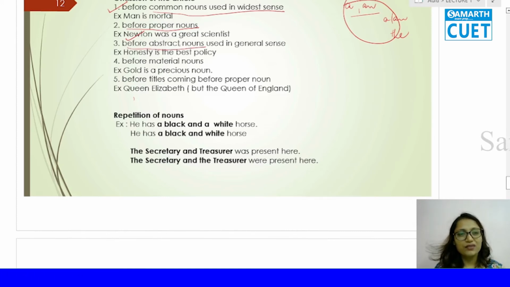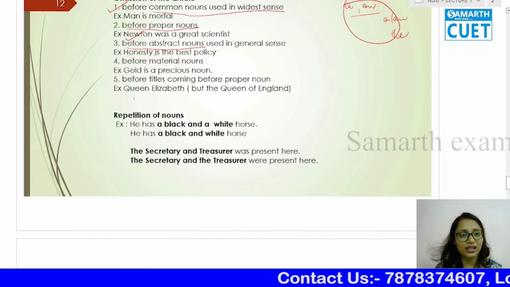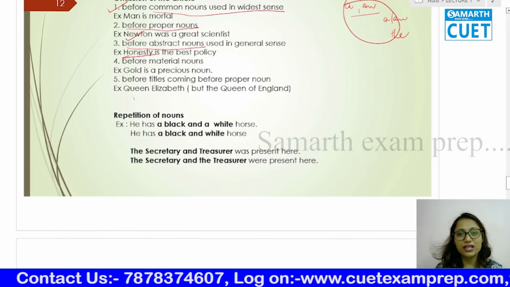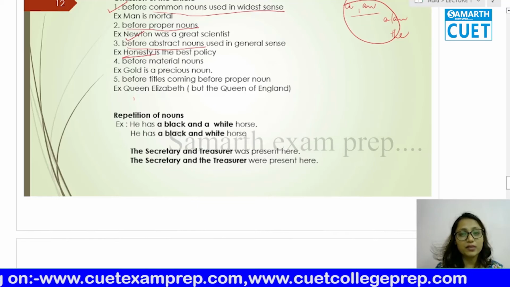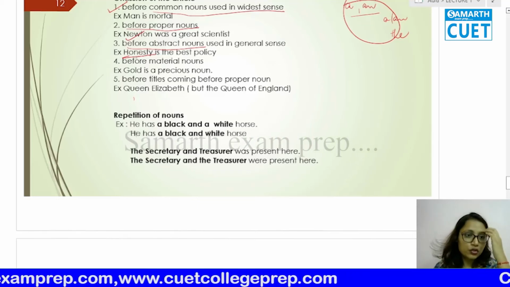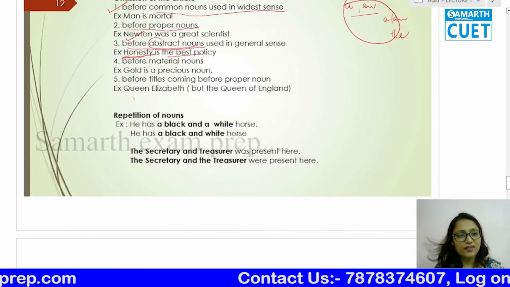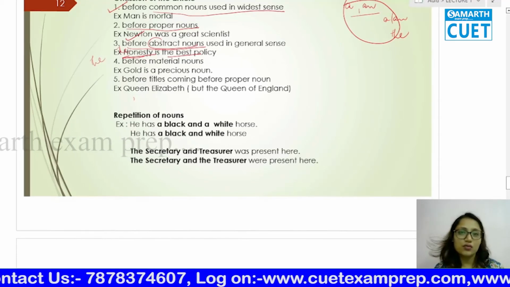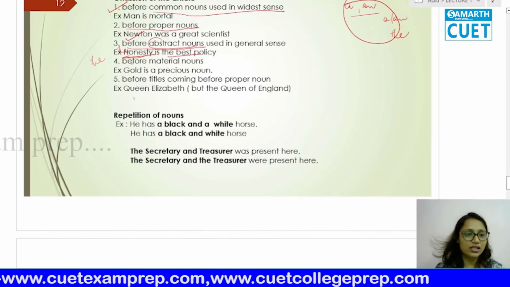Before abstract nouns, we never use anything. Abstract nouns are love, honesty, the feelings, the qualities which cannot be touched, which can just be felt, like honesty, wisdom. They are all qualities. They are not physical. You cannot touch them or see them. You can just feel those qualities, you can just have them. So such nouns are abstract nouns. Honesty is the best policy. You never say the honesty is the best policy. Wisdom is the best. Always honesty, wisdom, love. You never use the love, the hate. It's always love, hate, honesty, and all.